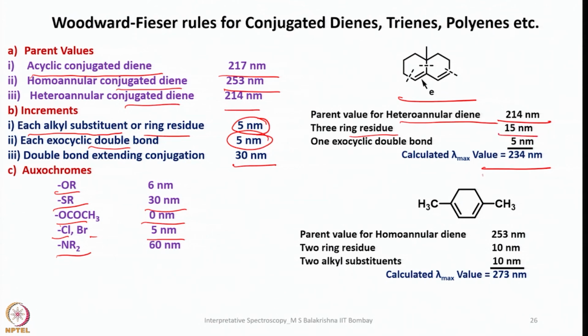So the calculated lambda maximum comes around 234, and if you actually measure, it would come very close to the value given here. Then, if you see homoannular diene conjugation within the ring, the value designated is 253, and 2 ring residues add 10 nanometer each, and 2 alkyl substituents add 10 nanometer each, so it comes around 273 nanometer. This is how one can effectively use Woodward-Fieser rules for conjugated dienes to predict the lambda maximum value.